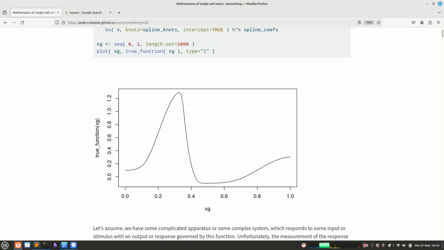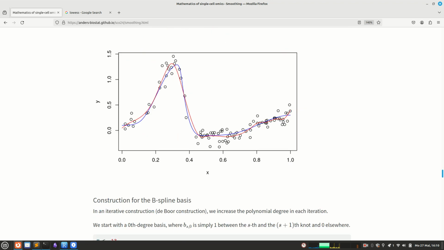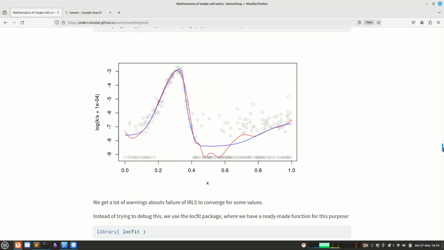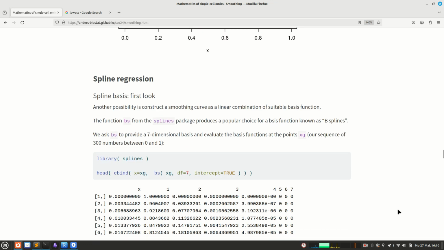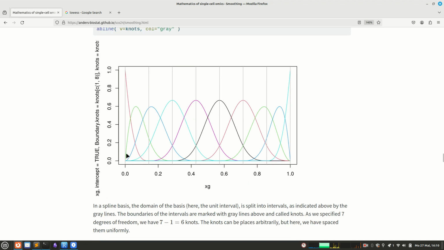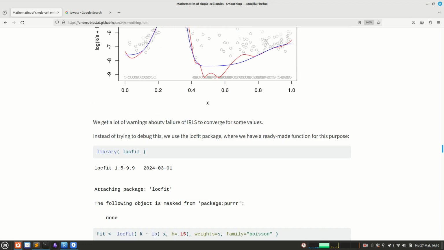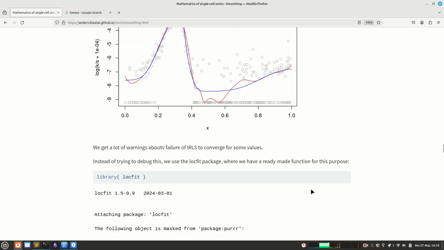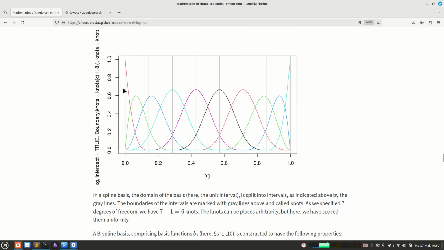Now, how does spline regression work? Spline regression works as follows. We want to reconstruct our true curve as a linear combination of basis functions. And this here is the function basis that I use. You remember my blue curve went from 0 to 1, and I now try to recreate this blue curve by adding up these basis functions.